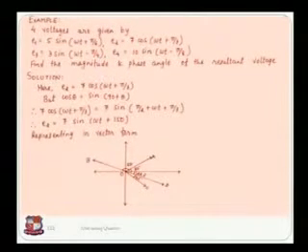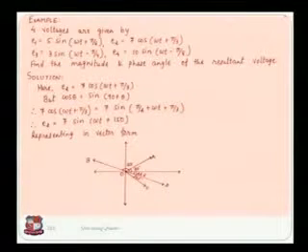Now another example. Four voltages are given by E1, which is equal to 5 sin(omega t plus pi by 6). Second, E2, which is equal to 7 cos(omega t plus pi by 3). Third, E3, which is equal to 3 sin(omega t minus pi by 4). And E4, which is equal to 10 sin(omega t minus pi by 6).